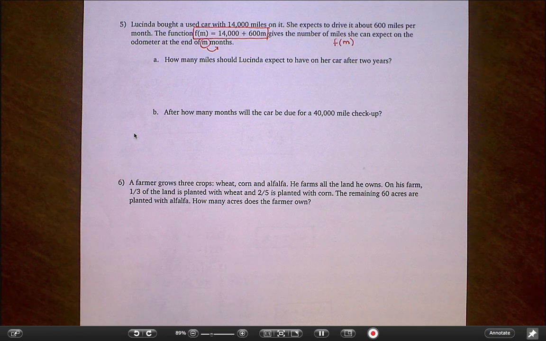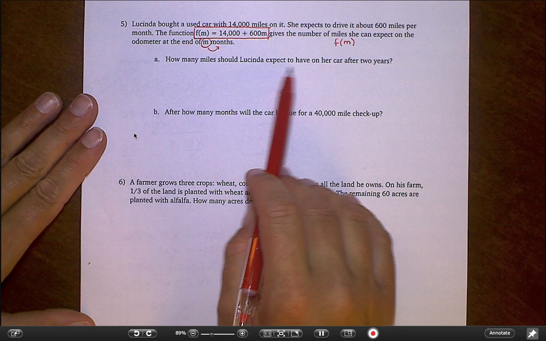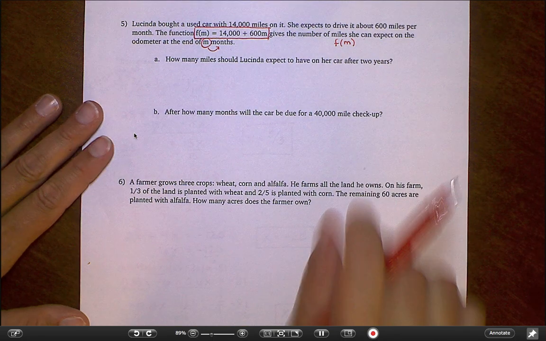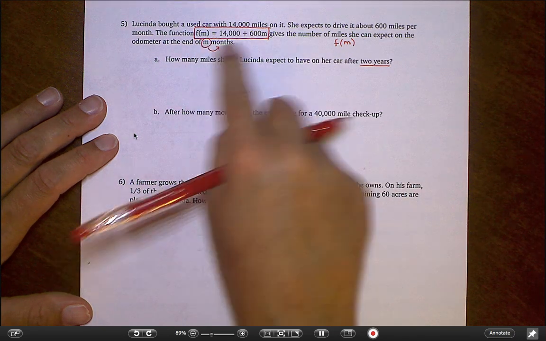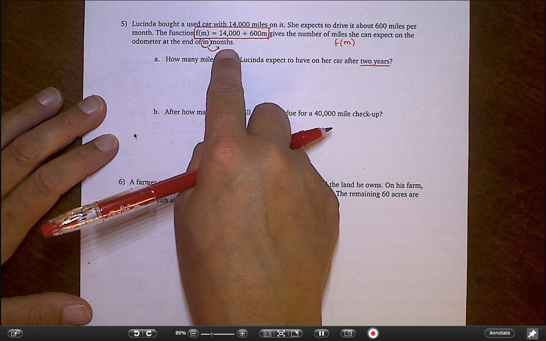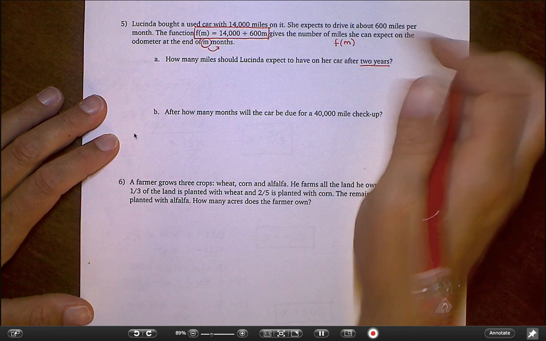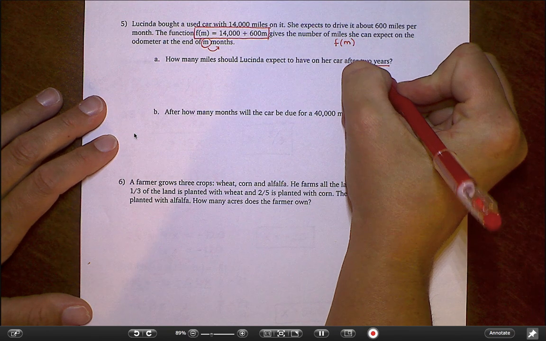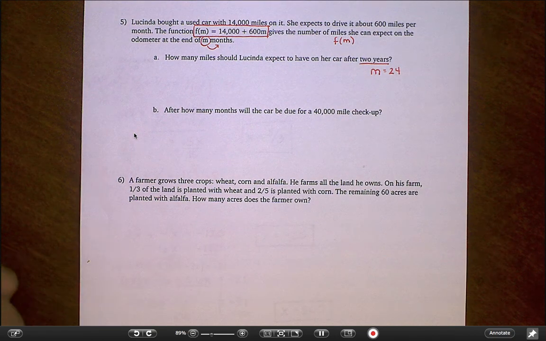We've got a formula to work with, and our job is to figure out what we have to plug into that formula. So how many miles should Lucinda expect to have on her car after 2 years? Now, this is a measure of time, so this is what I'm plugging in for M, but I have to be careful because M is being measured in months. So I would say M equals 24 because there are 24 months in 2 years.